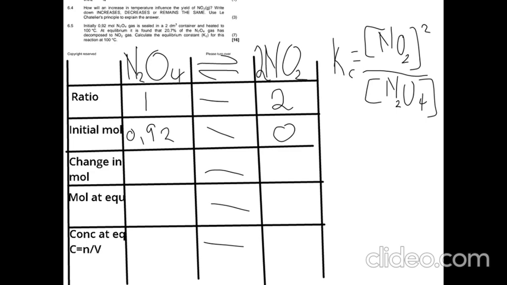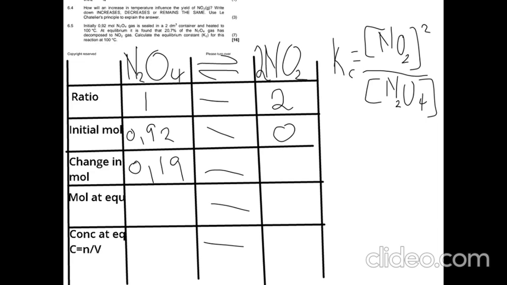The change in moles is an easy one to get because we are told that at equilibrium, it is found that 20.7% of dinitrogen tetroxide gas has decomposed to form nitrogen dioxide gas. So I will say from my initial moles of 0.92 multiplied by 20.7 percent to get my change in moles, which in this case will be 0.19. Does it make sense?